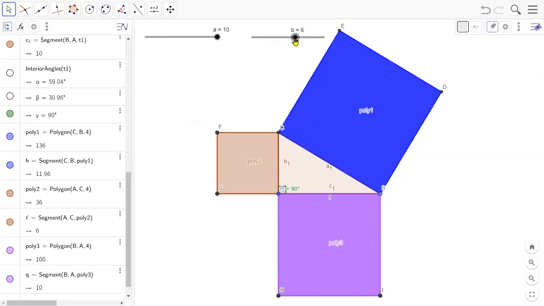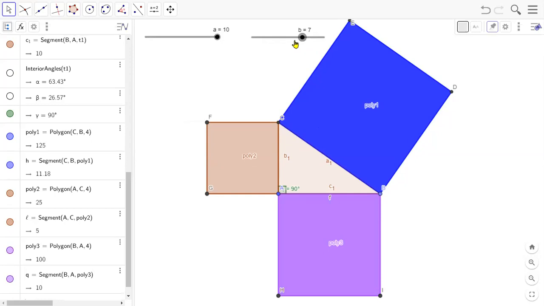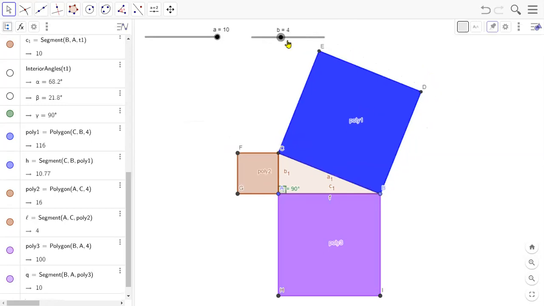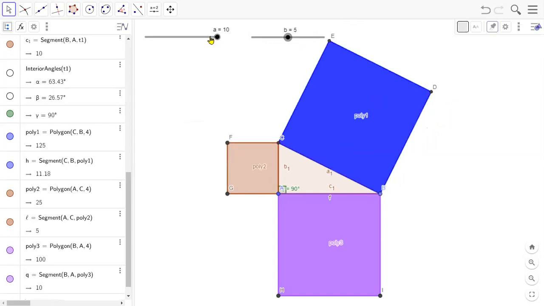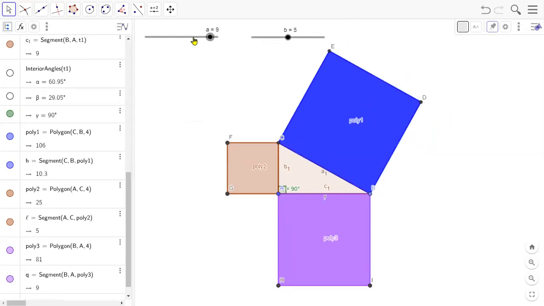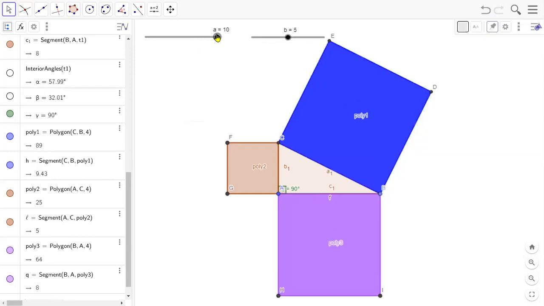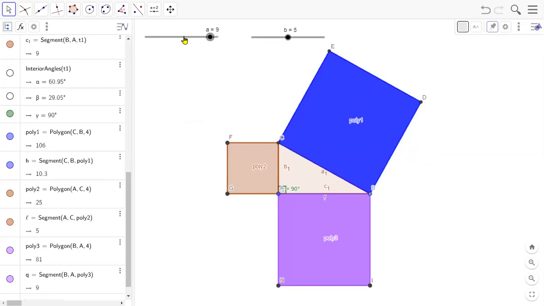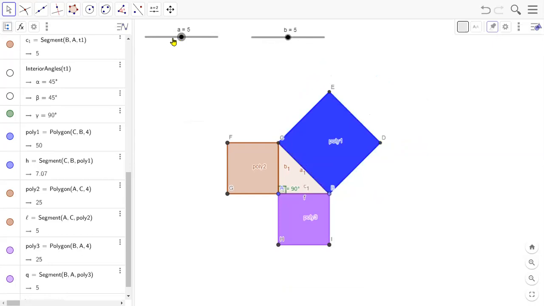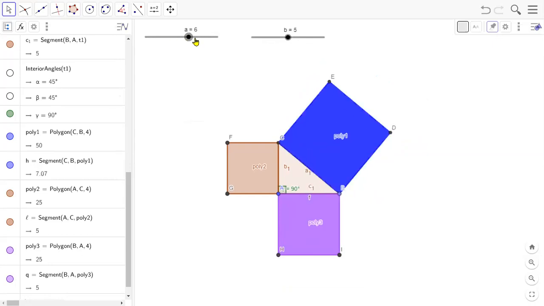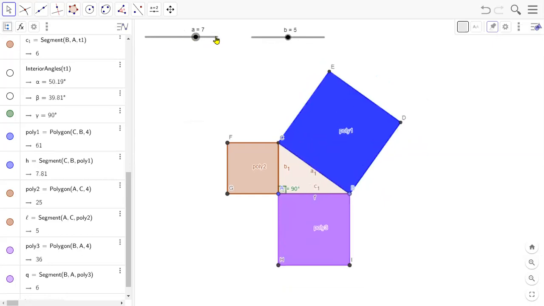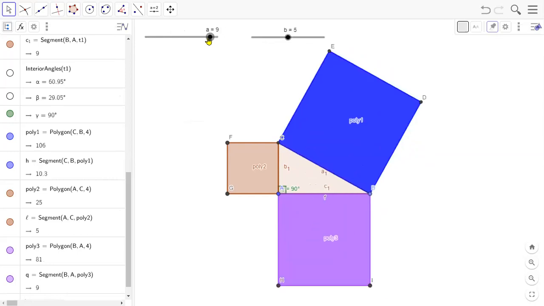Here we can change the size of these squares. The size of the squares changes due to the change in the sides of the right angle triangle. We can take any length of the sides of the right angle triangle. Here the slider is made, and we can adjust it here.